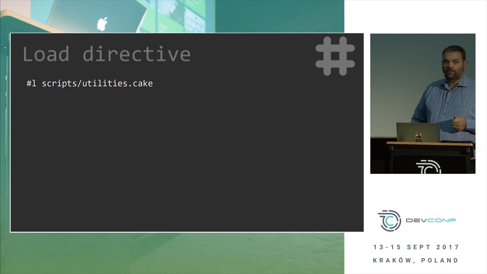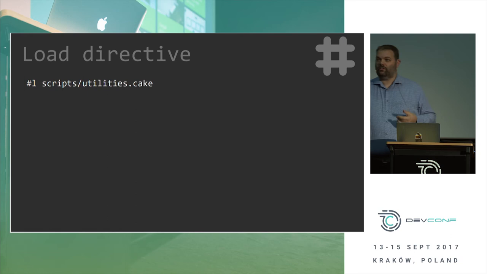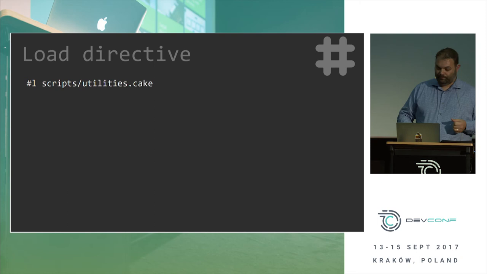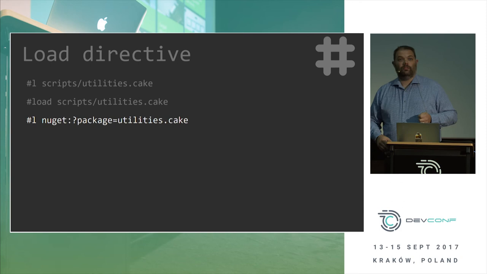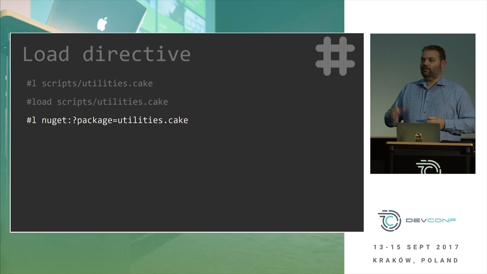Then there's the load directive. The load directive is basically to load scripts. So if your script gets too big or you have utility classes or functions or things like that, you can place them in an external Cake file. This Roslyn scripting has two conventions we support, both the #l and the #load. We also support loading scripts from NuGet. And that will basically be that you can package up in the content part of NuGet just a bunch of scripts, and we'll load everything and compile it with your Cake script.